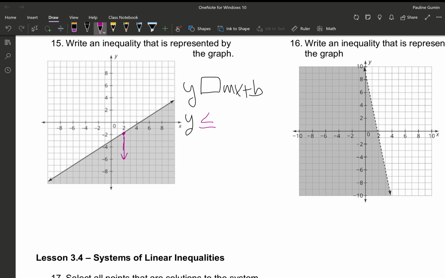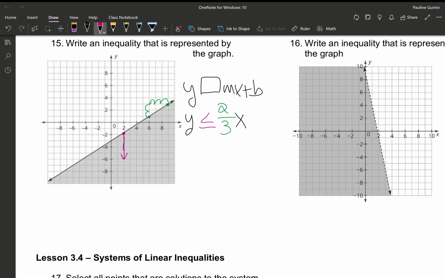All right, next let's take a look at the slope. The slope we find by using two nice points that are right on the corners. So here's a nice point right here, and there's another one there. So let's do rise over run. I go up 1, 2, and then 1, 2, 3 to the right. So 2 over 3 is my slope.